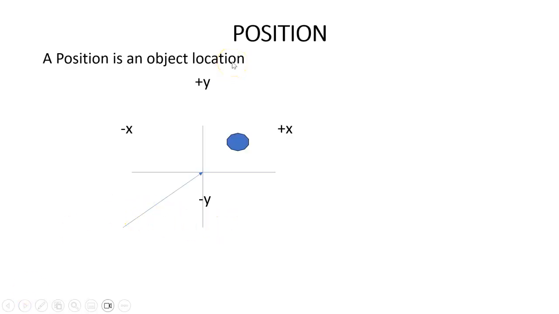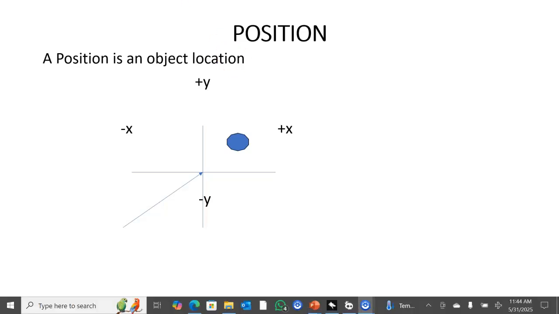Position. When we say position, we're talking about an object at a location. Like when you have your car parked, that is your car at a position. It's parked at a position. When you're standing at a point, that is a position. When you have your pot on the stove, the pot is in its position.